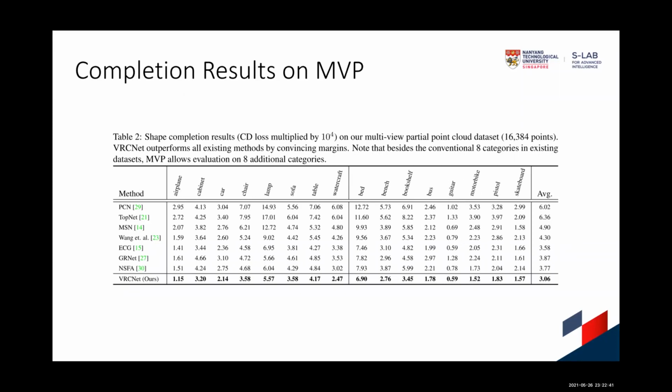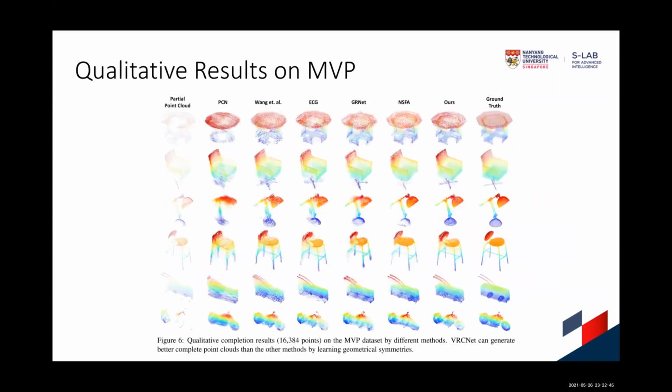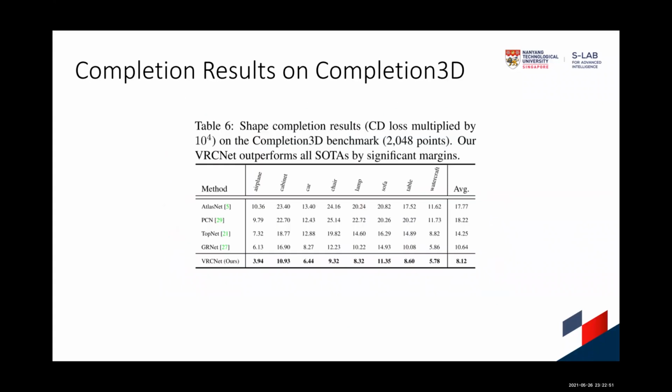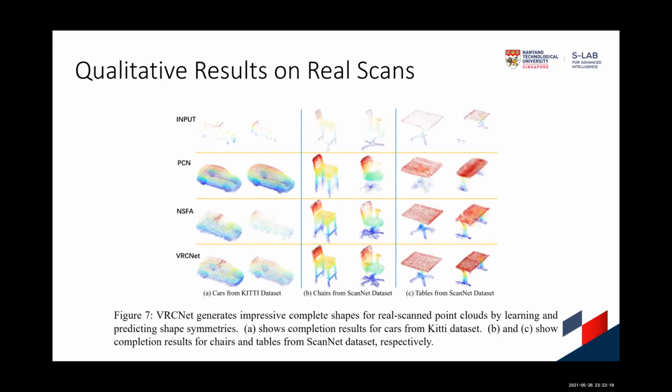VRCNet achieves the best performance on the MVP dataset. Qualitative results show that VRCNet can better predict local shape details by learning relational structures. VRCNet also achieves the best performance on the Completion3D dataset. For real scanned point clouds, VRCNet can also generate impressive complete shapes by learning and predicting shape symmetries.